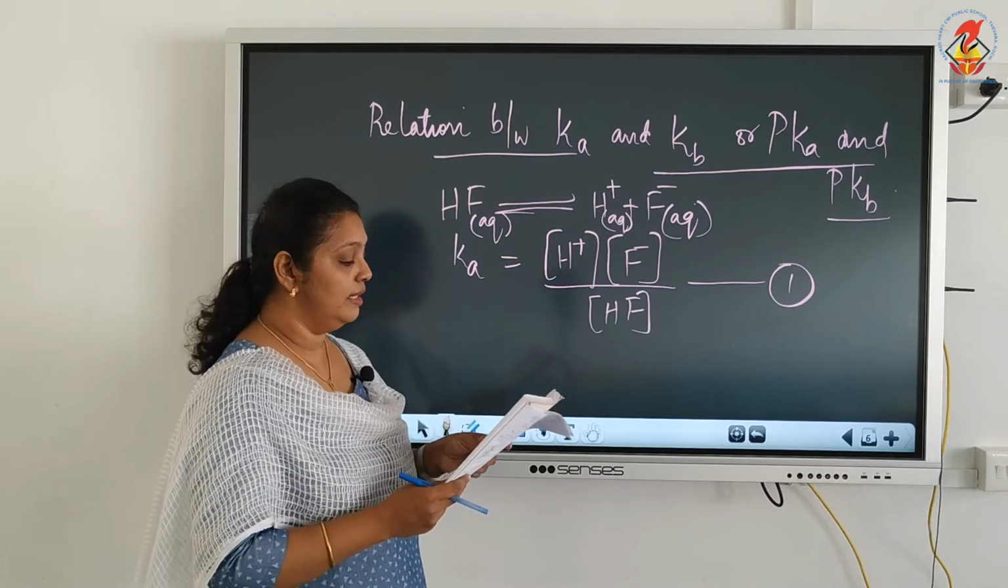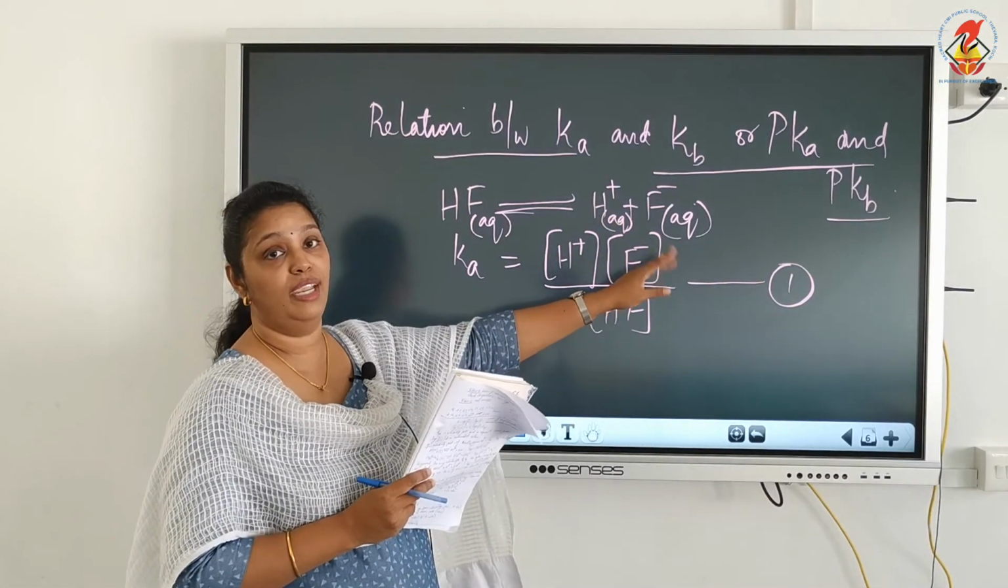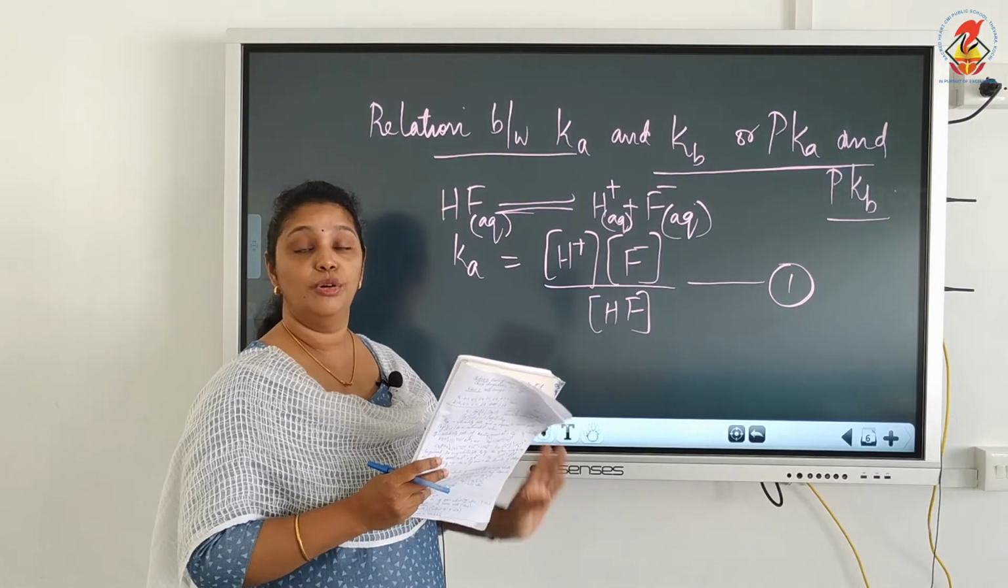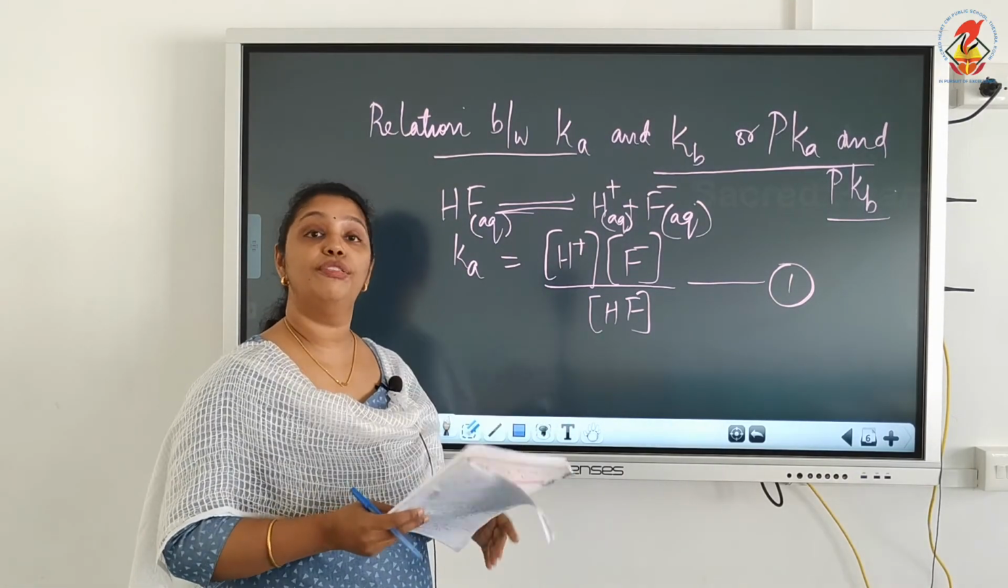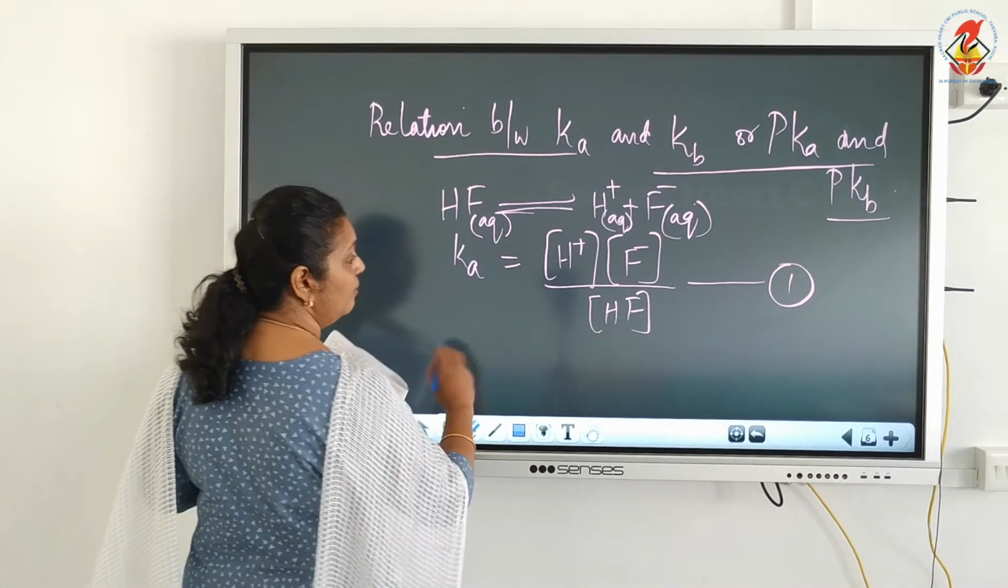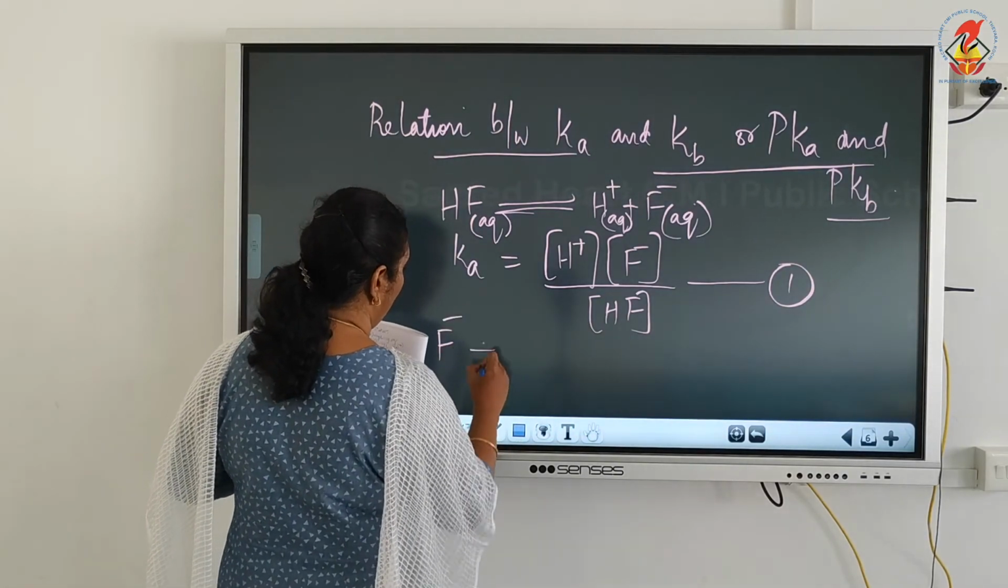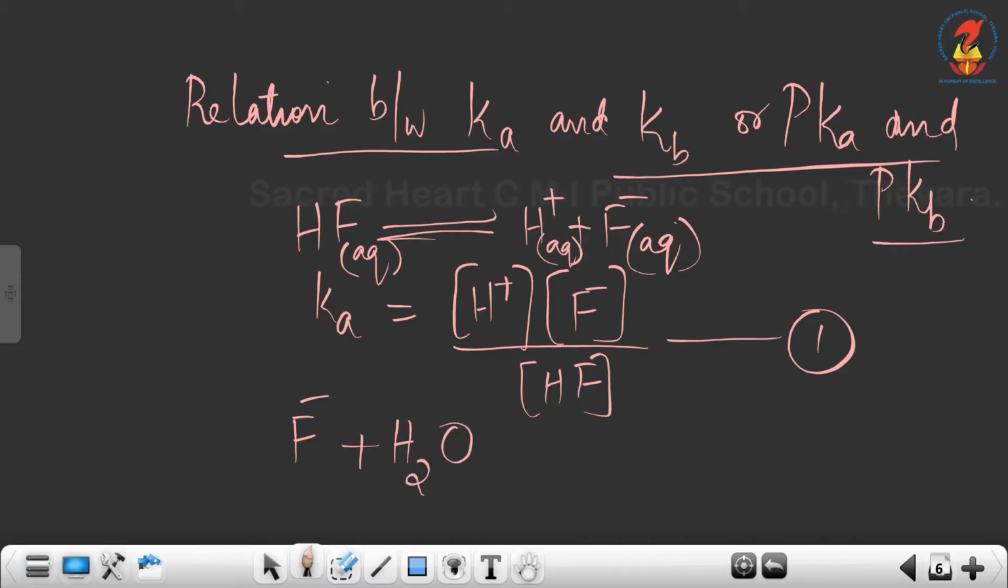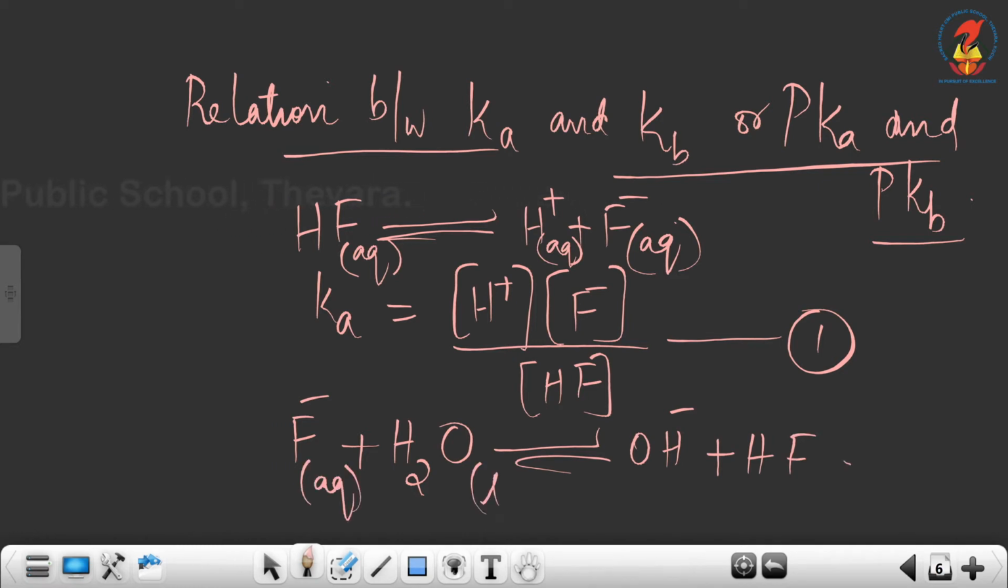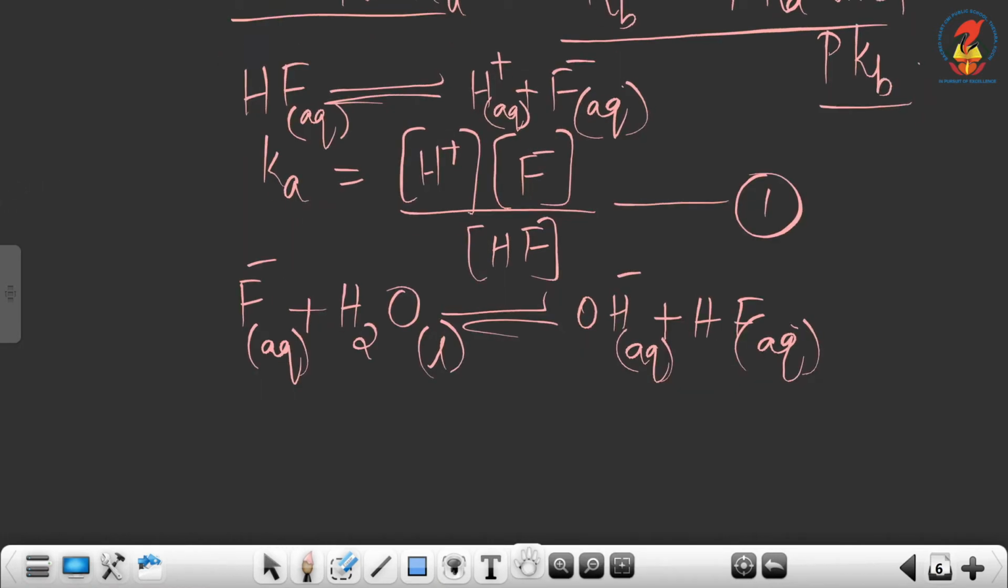Now you know that F minus is the conjugate base of HF. So let's write the ionization of F minus in water. So next I am going to write the ionization of the base F minus. F minus plus H2O, we get OH minus plus HF. Now this is aqueous, H2O is liquid, OH minus aqueous, HF is aqueous. Now let's write the expression for Kb, because F minus is base.